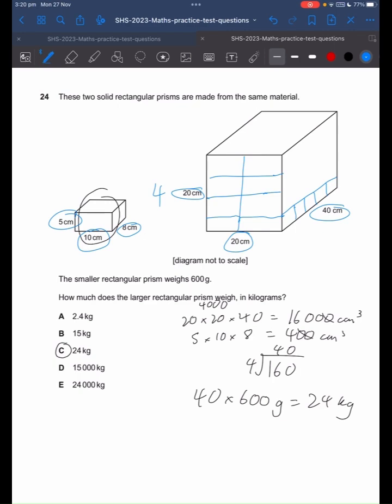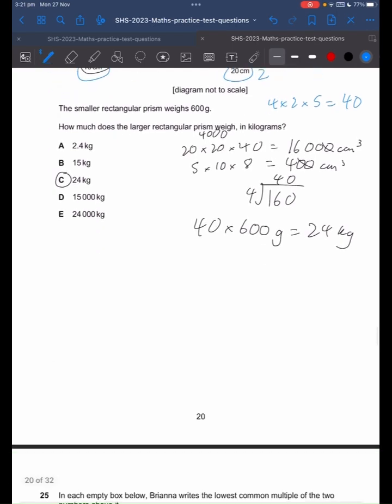So we know it goes in 4 times, it goes in 2 times, it goes in 5 times. Then we can times these together to get 8, 40. 4 times 2 times 5 gives us 40. So we have 40 small rectangular prisms inside the large rectangular prism. So we do the same thing, 40 times 600 grams, which gives us 24 kilograms.